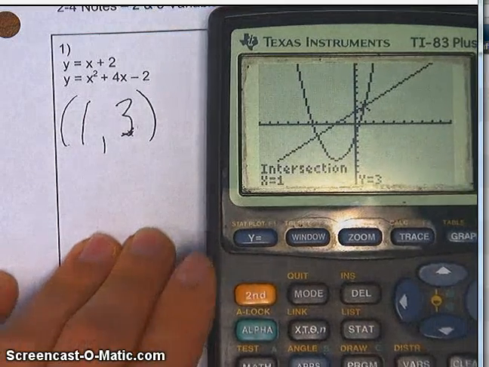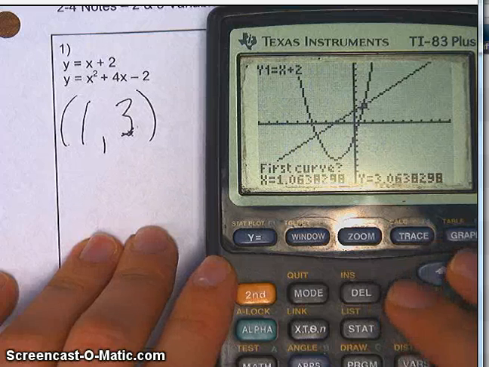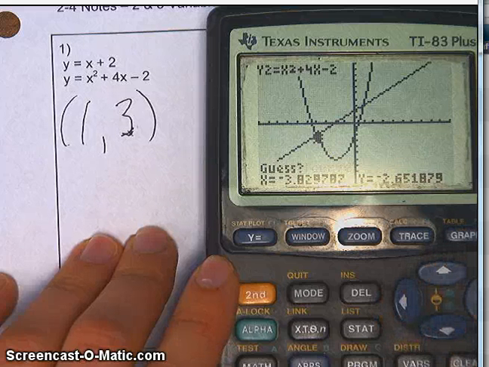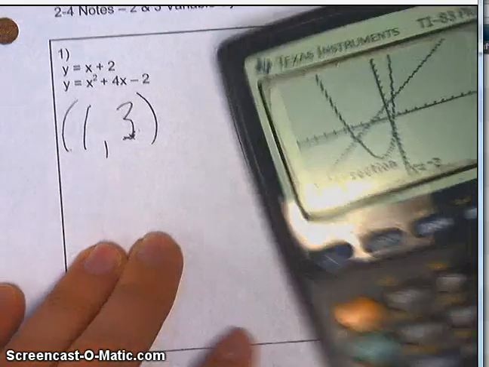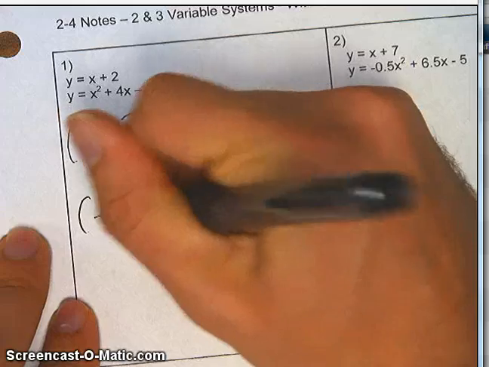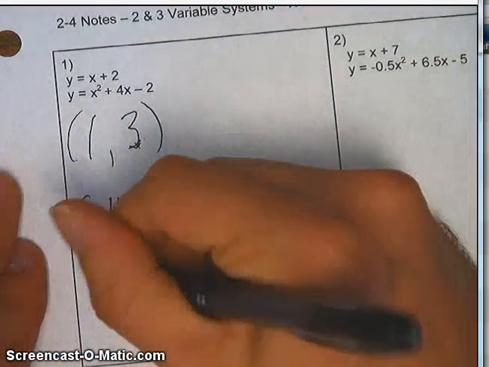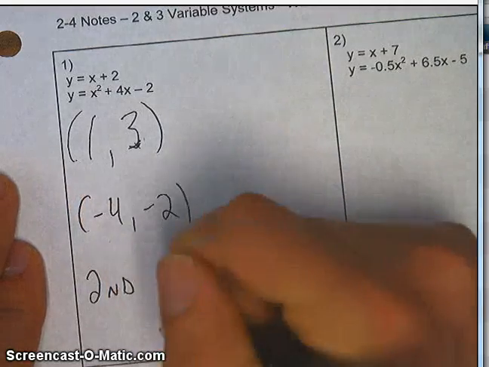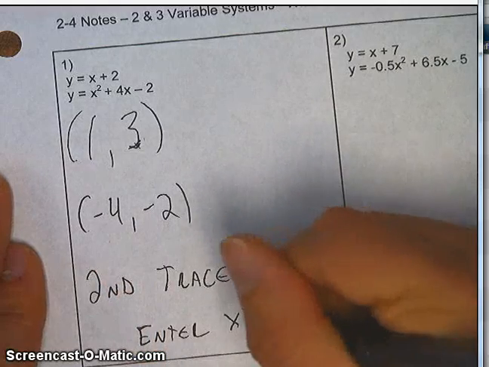And the other time, second trace 5. I'm going to move my spider pretty close to the second intersection point. I'm going to hit enter 3 times. The other coordinate is -4, -2. So all you really need to remember here is second trace 5 and then enter 3 times. That's all you really need to know.